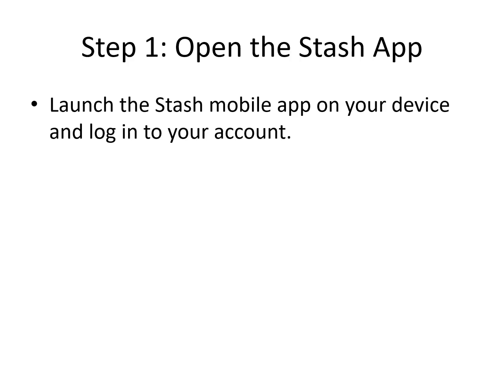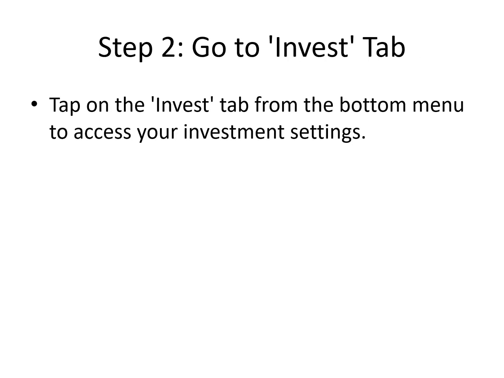Make sure you're logged in to your account to proceed. Next, tap on the Invest tab located at the bottom of your screen. This will show you all your current investments and portfolios.